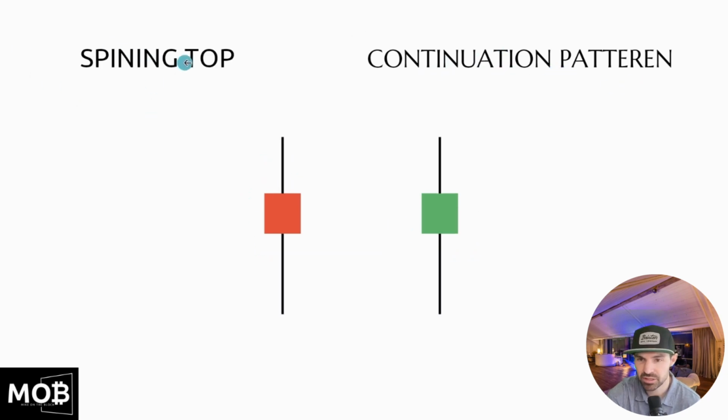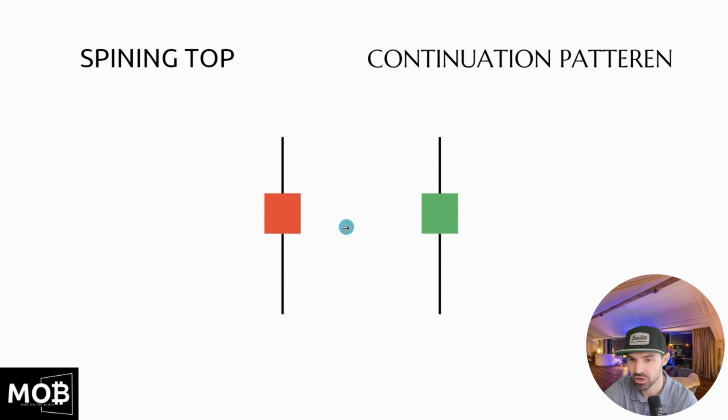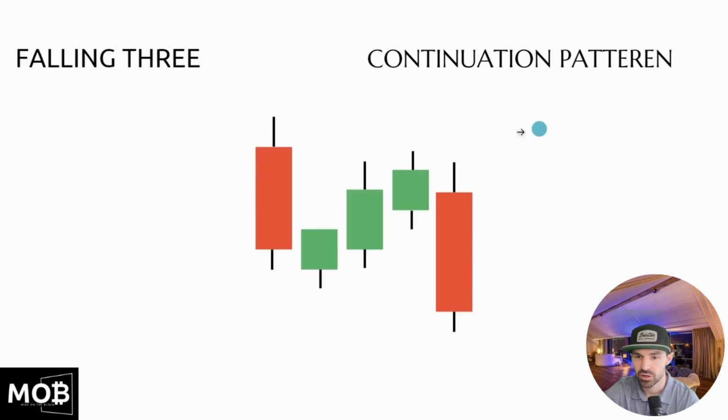So these are spinning tops, very similar to the doji. It's just showing indecision in the market. It's a great battle between the bears and the bulls, and it shows that the market doesn't know whether to go up or to go down. These are just showing indecision in the market, a great battle between the bears and the bulls.